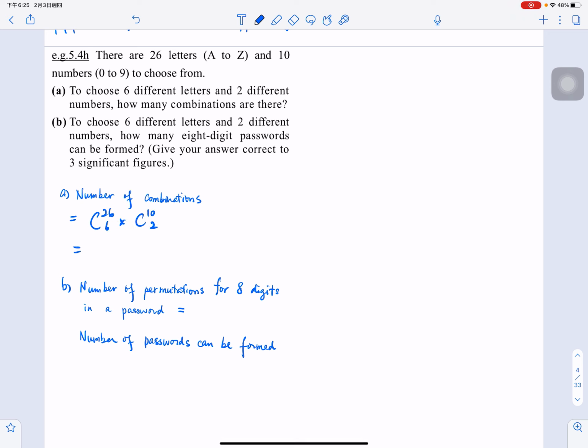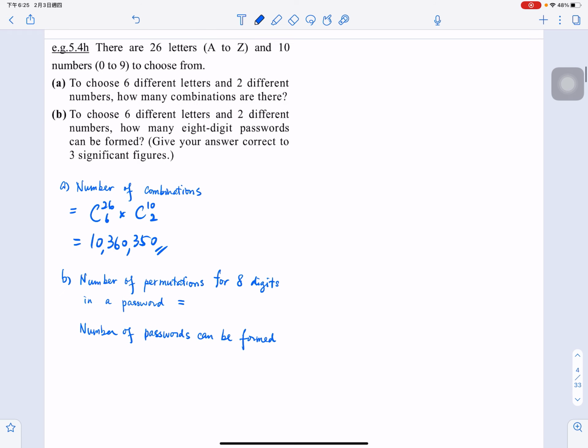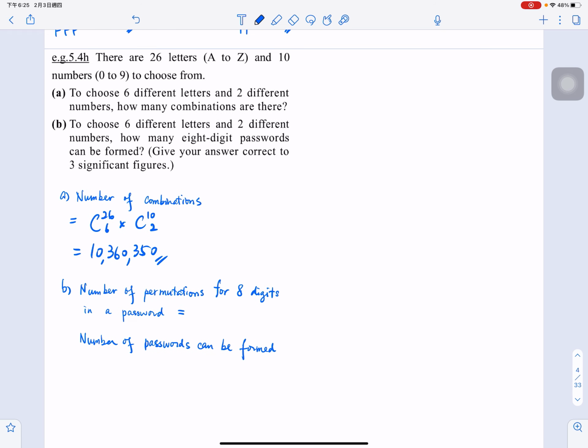So overall, use your calculator to help you. Here is the answer. 10,360,350. This is the number of combinations. Next, part B. To choose 6 different letters and 2 different numbers. How many 8-digit passwords can be formed? How to think of it?